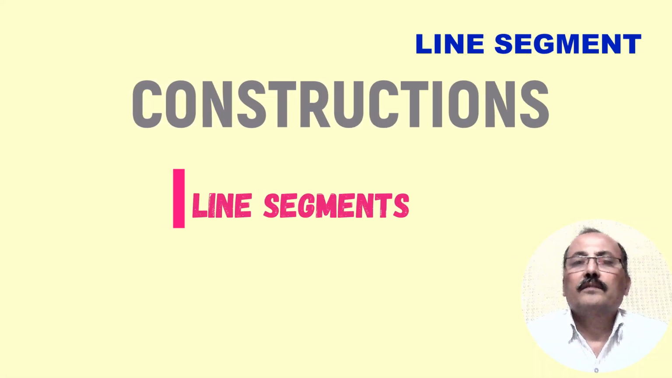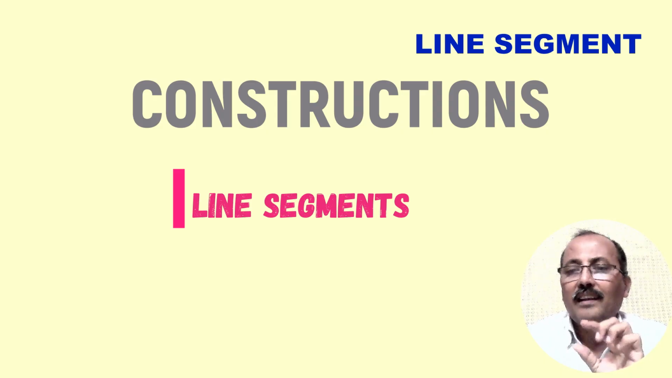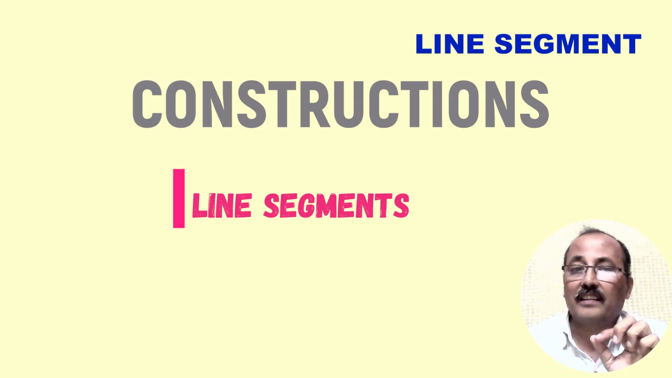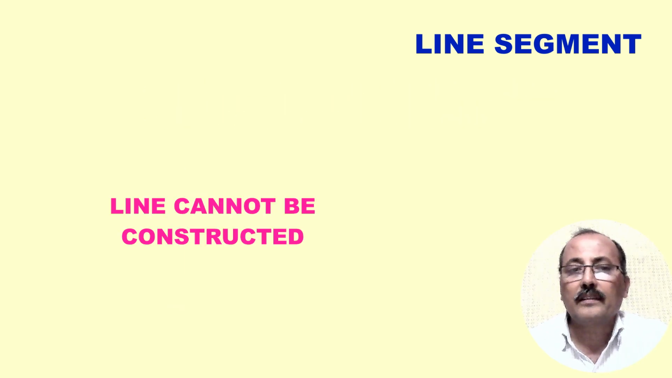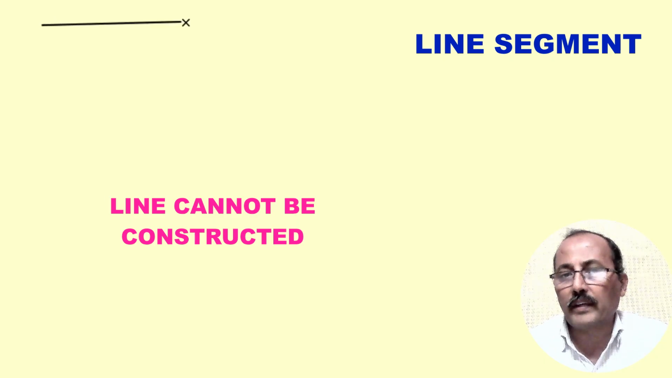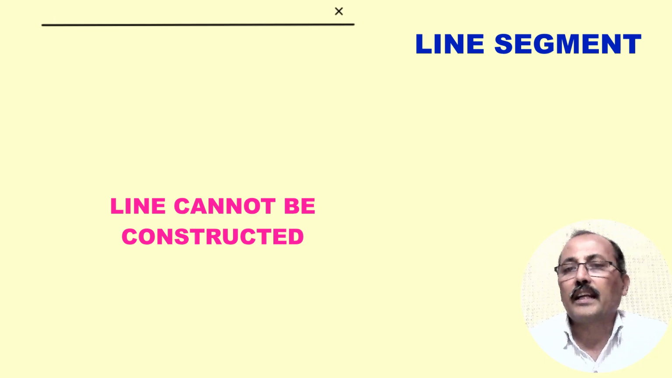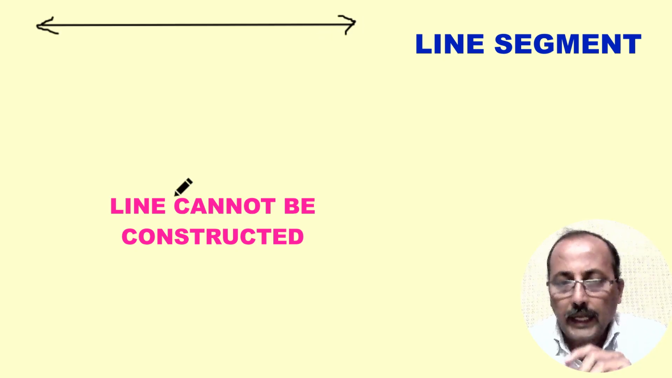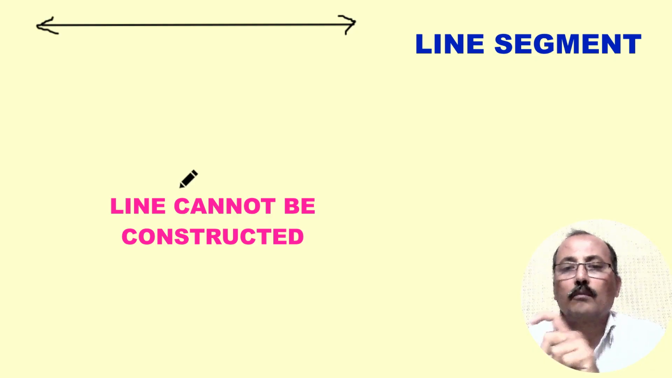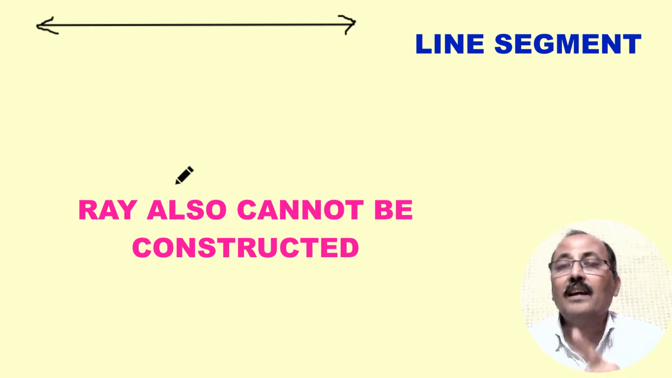Hello students, the first one is construction of line segment. Listen here, line cannot be constructed. Why line cannot be constructed? Can you say the reason why? Okay, line means it will be going on, endlessly it will be going on. There is no end for this one. So line will extend on both the sides endlessly. So you cannot construct a line.